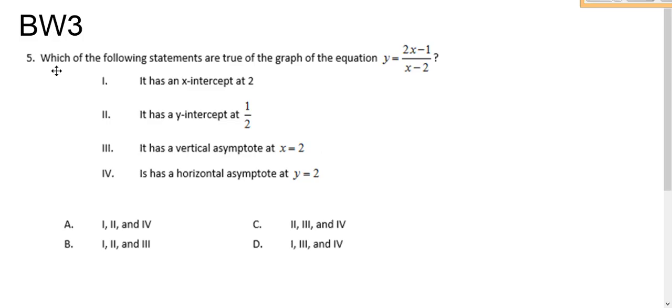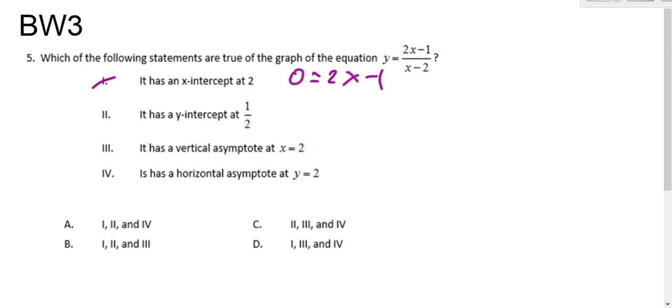So from bell work 3, number 5, to find the x-intercept, that means you're setting it equal to 0. Your y equals 0 for the x-intercept. So really, you're just looking at the numerator in that case, because the denominator can't equal 0. So 0 equals 2x minus 1. Add the 1, divide by 2, you get 1/2, not 2. So no, that is not the intercept. It's false.